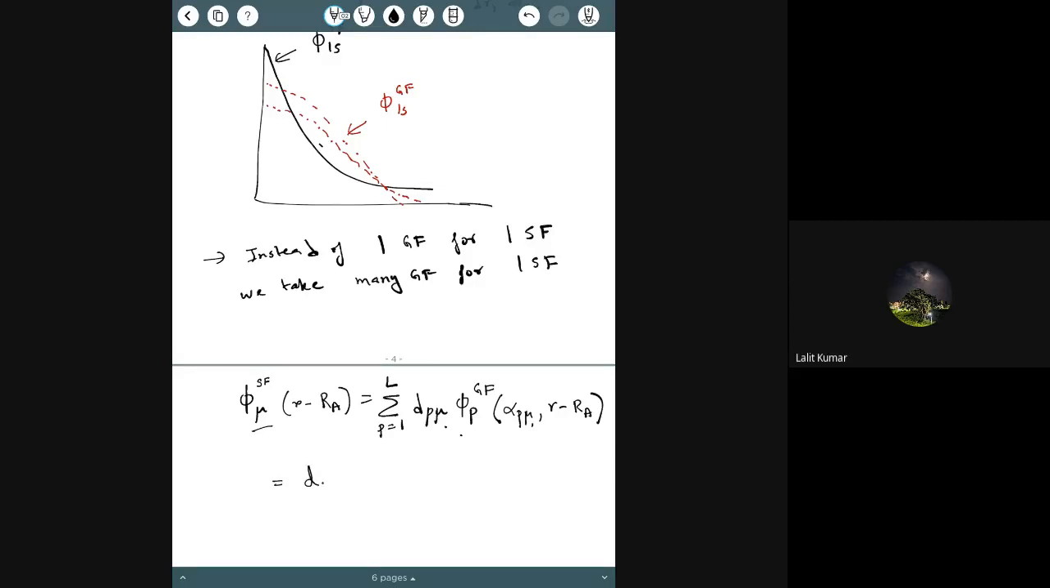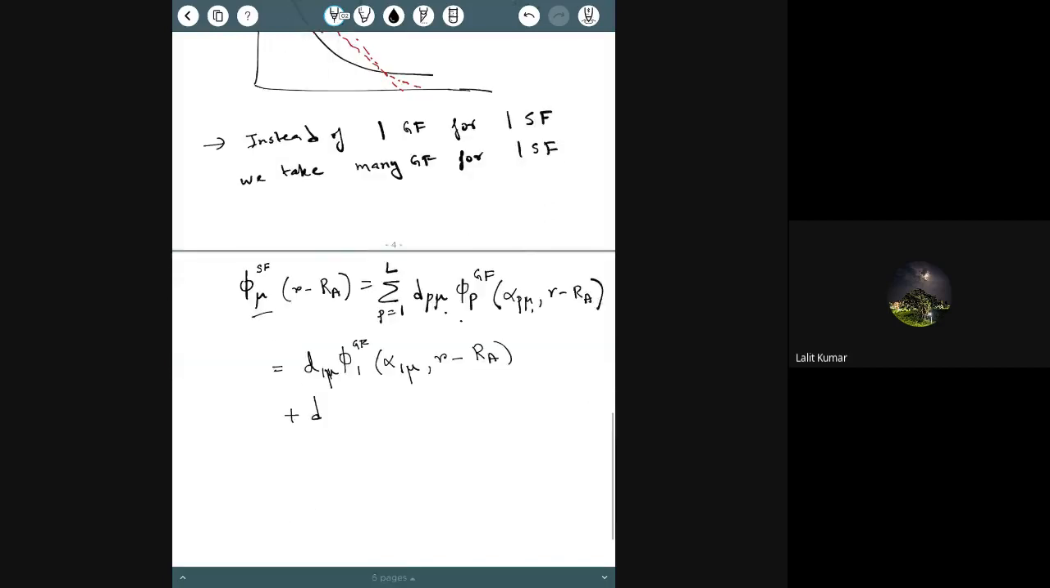So d 1 mu phi 1 of alpha 1 mu, r minus RA, plus d 2 mu phi 2 Gaussian function of alpha 2 mu, r minus RA, plus whatever, d L mu phi L of alpha L mu, r minus RA.